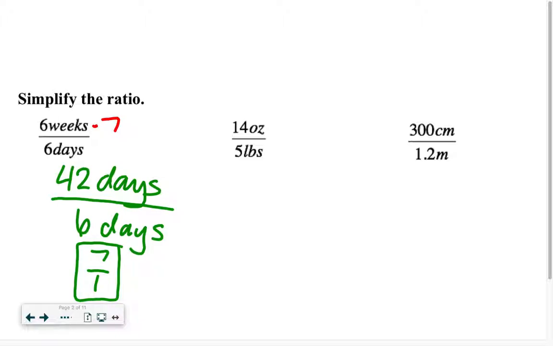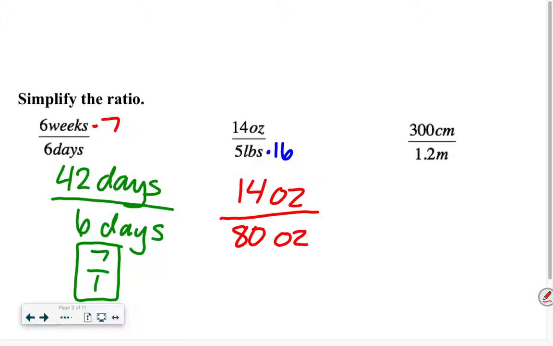Questions with that first one? No. Okay, I have 14 ounces or 5 pounds. Which one's bigger, pounds or ounces? Pounds. So let's turn our pounds into ounces. How many ounces in a pound? 16. So we're going to multiply our pounds by 16 to make them both ounces. So leave your top, 14 ounces over, 16 times 5 is 80. So 14 ounces over 80 ounces.